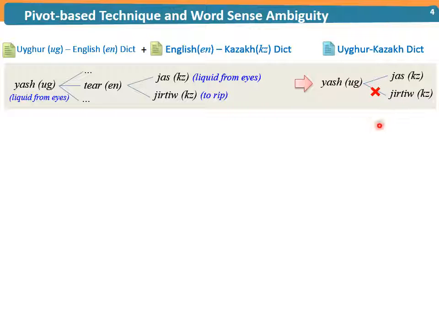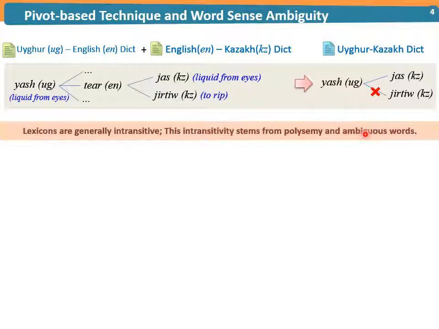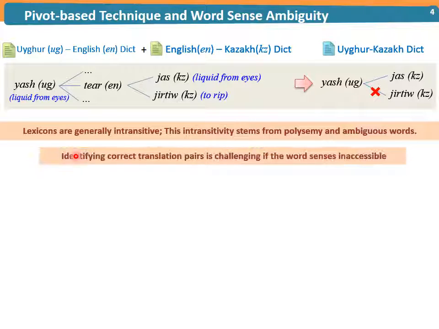Unfortunately, the second pair is not correct, and this is a word sense ambiguity problem. The reason for this is that lexicons are generally intransitive, and this intransitivity stems from polysemy and ambiguous words. Without properly solving this ambiguity problem, the pivot-based process may produce a very noisy and low-quality dictionary, and identifying correct or incorrect translation pairs during the process is very challenging without knowledge of sense data.